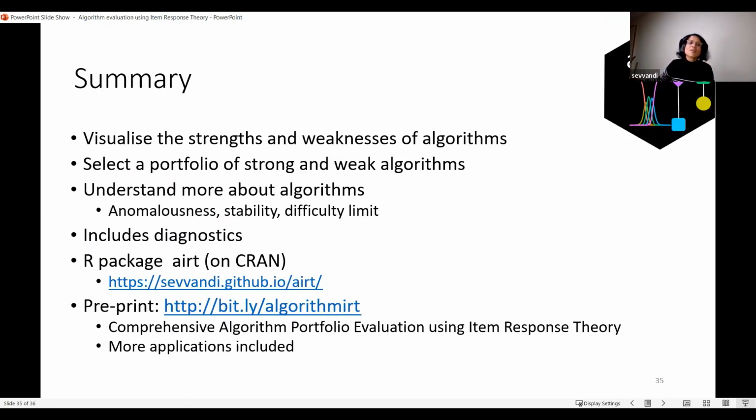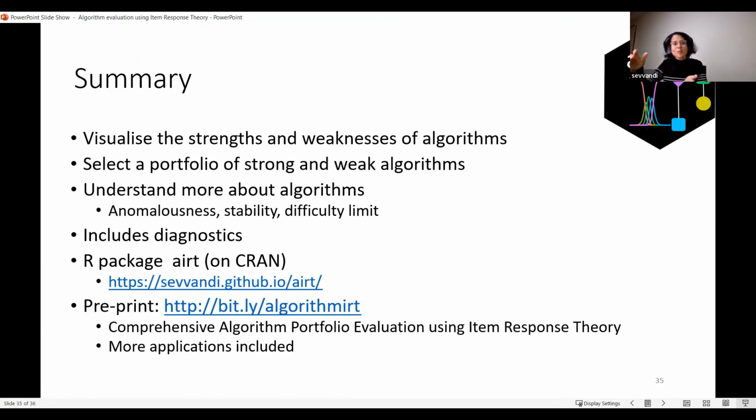So in summary, we use the IRT framework to visualize the strengths and weaknesses of algorithms, and we can also use it to select a portfolio of strong and weak algorithms. And of course, we can understand more about algorithms in terms of anomalousness, stability, and the difficulty limit.